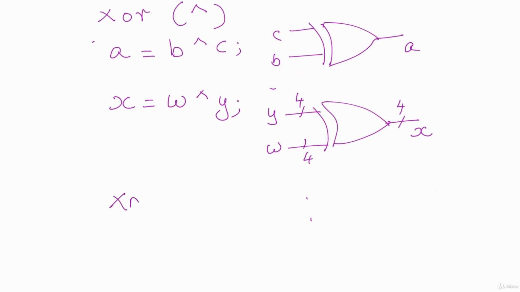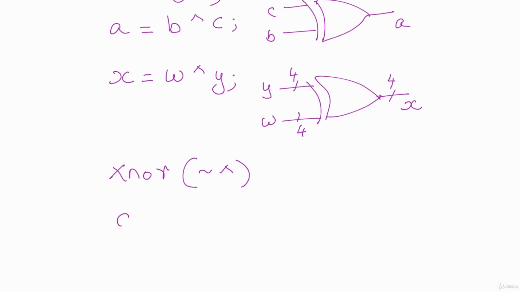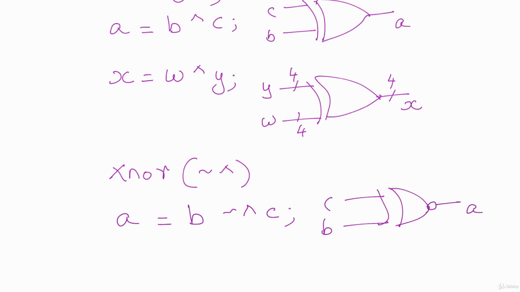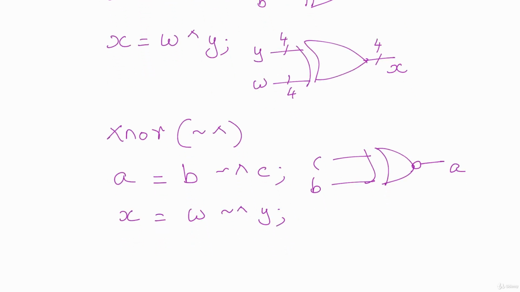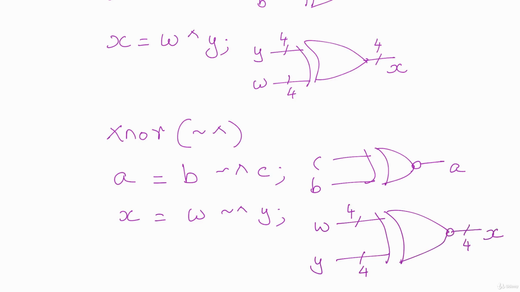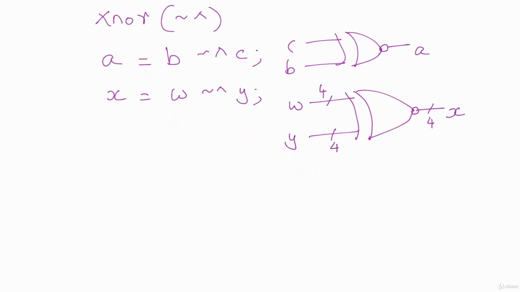Then let's see XNOR. XNOR can be written this way or the other way around, but this is the usual convention. So A is equal to B XNOR C. Then we get C, B, XNOR and A, both single bit. And X is equal to W XNOR Y. The same way, W and Y, 4-bit each, are XNORed, and you get 4-bit X. You have 4 2-input XNOR gates.